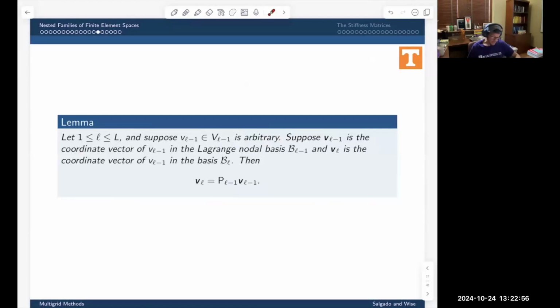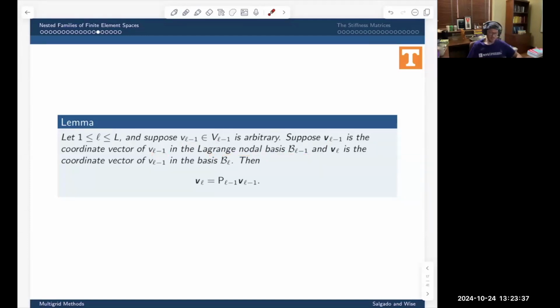All right, but before we get there, let's see one of the results of this choice. Suppose that v_{L-1} is an arbitrary function from this finite element space. Remember, we have this concept of a function now in a finite dimensional space, and we have its coordinate representation in the bases. Okay, so we'll get to that in a second. Suppose that boldface v_{L-1}, that means vector, is the coordinate vector of v_{L-1} in the Lagrange nodal basis.